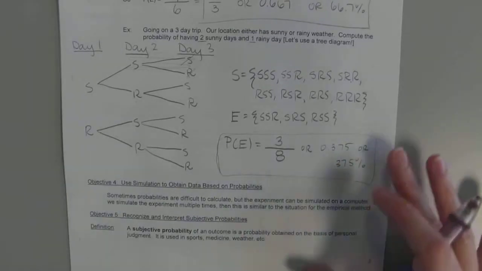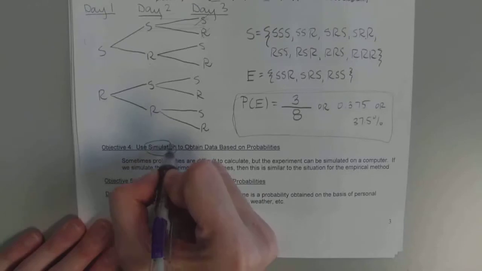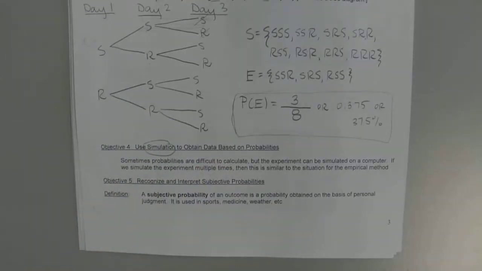All right, the next thing is, how many of us actually want to do this, though? Because the whole idea is the more you can do something, the better and the more accurate the results are. But who wants to sit here and flip a coin 100 times? We don't. So what we want to do is use simulation. Simulation is either using a calculator or a computer.